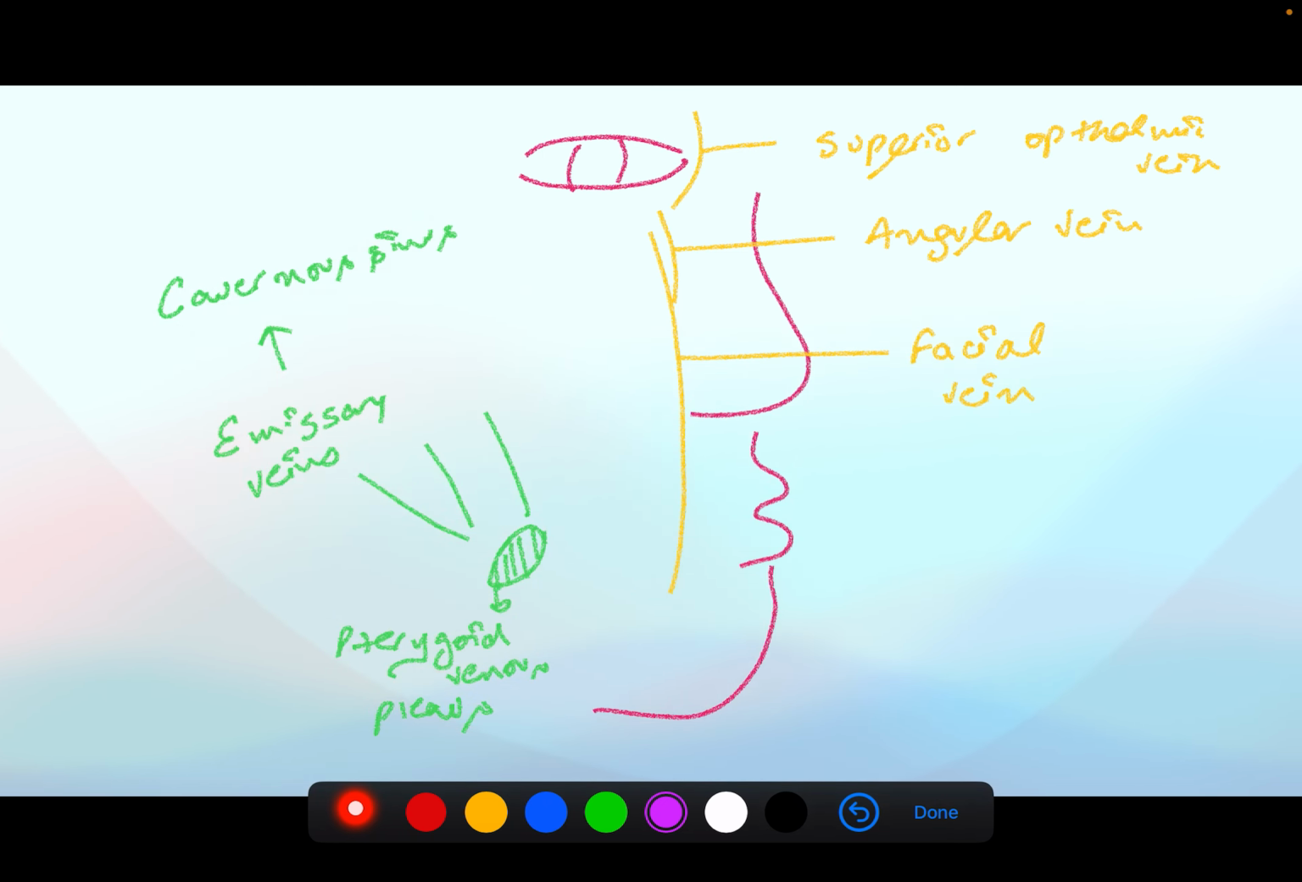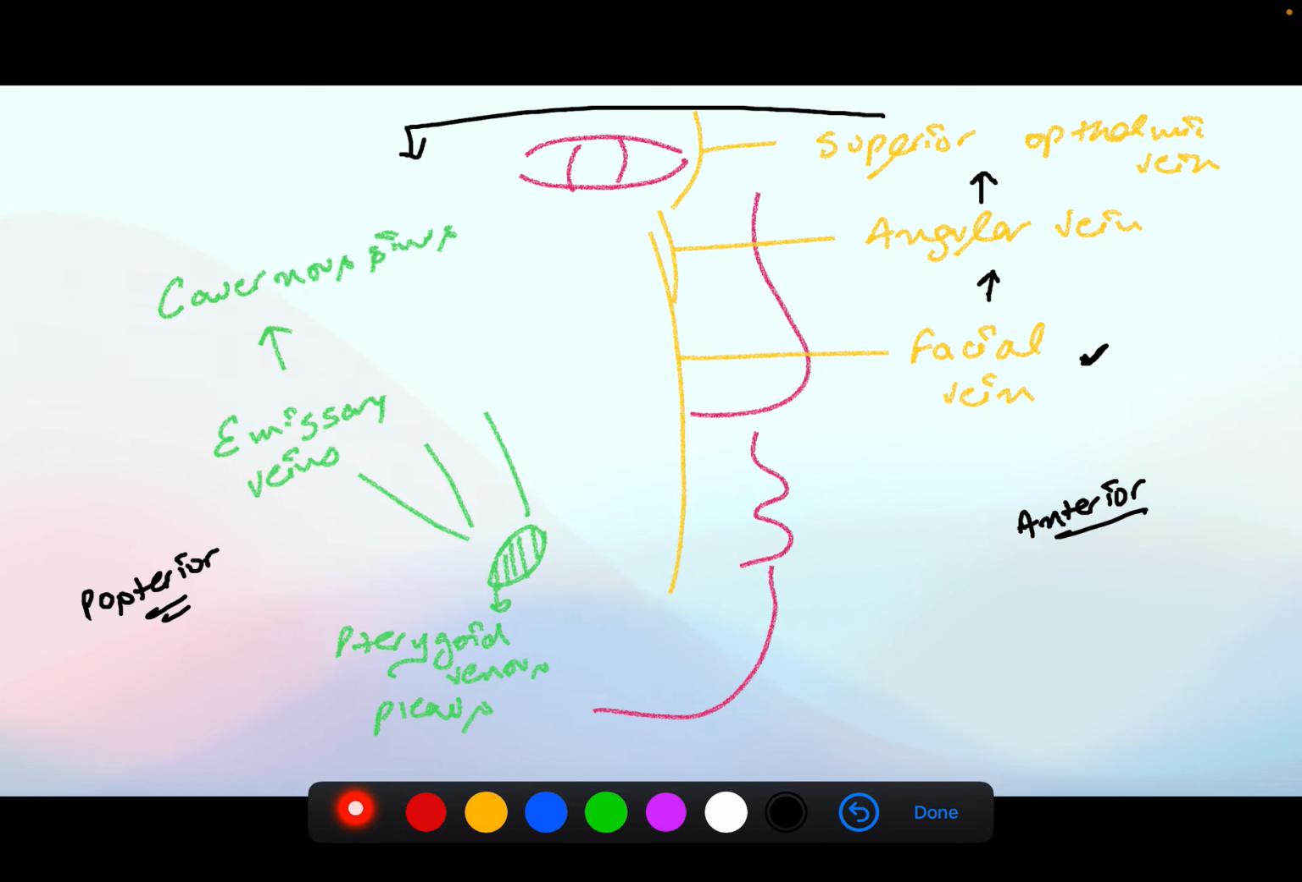Coming to the pathway for cavernous sinus thrombosis, anteriorly the infection can go upwards or in a retrograde direction, and also posteriorly. So anteriorly it starts from facial vein, goes upward to the angular vein, then superior ophthalmic vein, and finally to cavernous sinus. Now the posterior, from pterygoid venous plexus, it moves to emissary veins and to cavernous sinus.